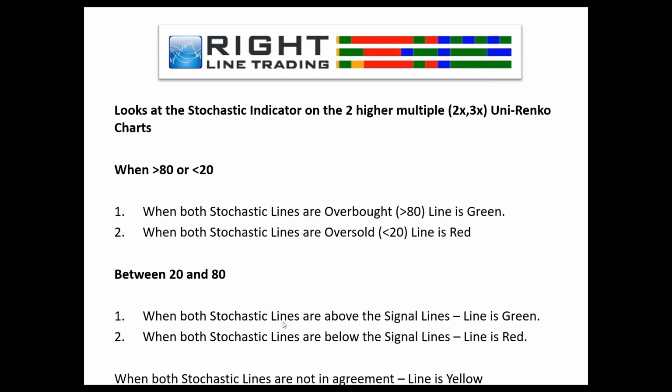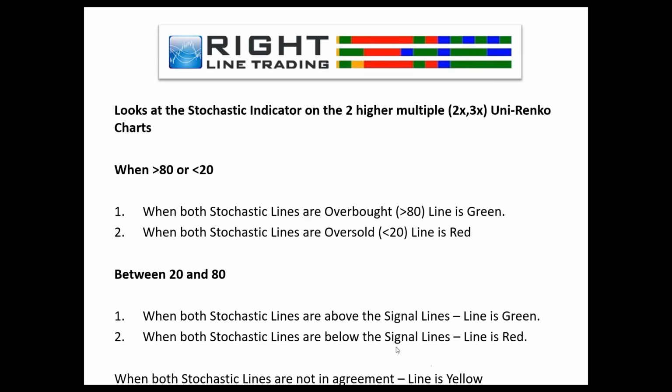Now, when stochastic is between 20 and 80, it depends upon the stochastic line with respect to the signal line. When both stochastic lines are above the signal line, then the stochastic assessment is green. When both stochastic lines are below the signal line, then both lines are red. And when the stochastic lines are not in agreement, the line is going to be yellow.